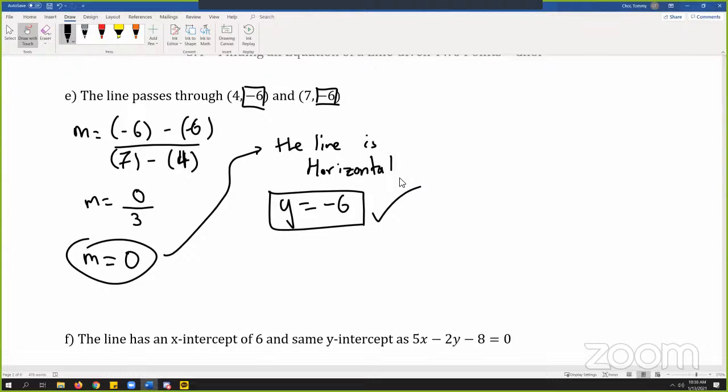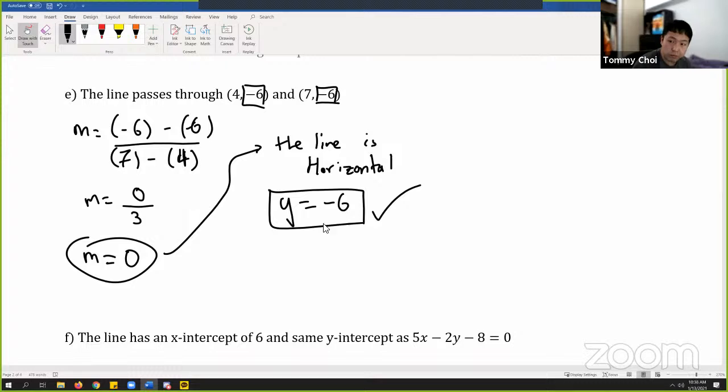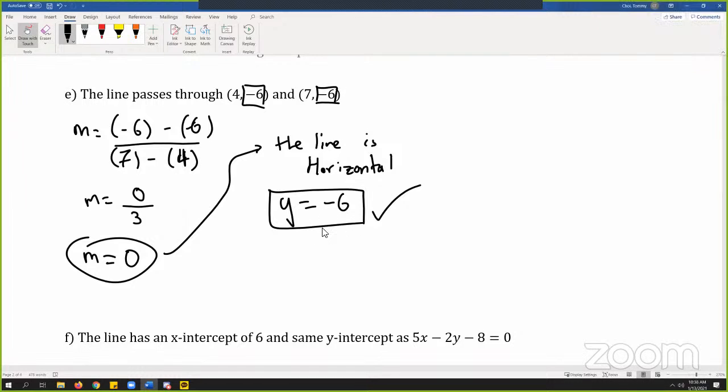Yeah, the 6 minus 6 is 0, right? And why is it 0? Yeah. So why did you put the negative 6? Are you talking about the equation? Like how?